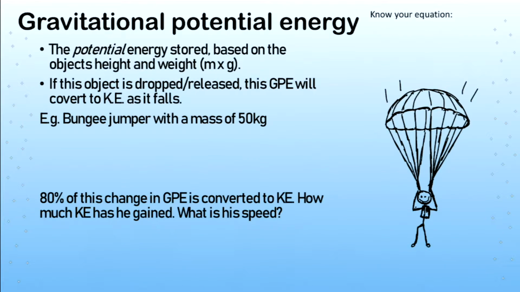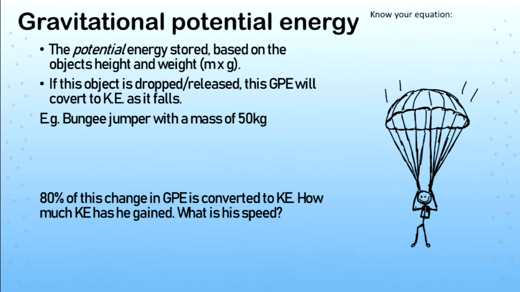The next equation that we need to look at in types of energy is gravitational potential energy. So this isn't actually a movement energy or anything like that, it's a store, it's a potential energy. It will get released if the system changes. So the potential energy stored here is based on its height and its weight.